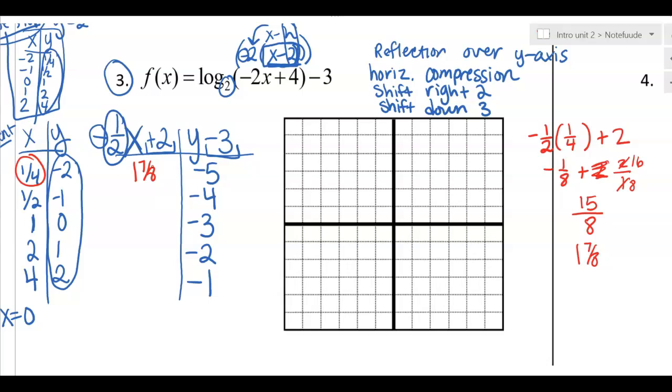And again, don't worry about graphing 1 7/8. You just know it's really close to 2. That's all we kind of want to know, right? Now we're going to go through and do the same thing with 1/2. So I'm going to go back, and this time I'm going to plug in 1/2.